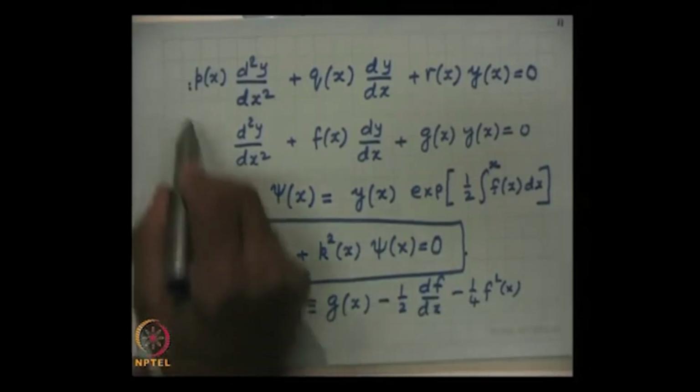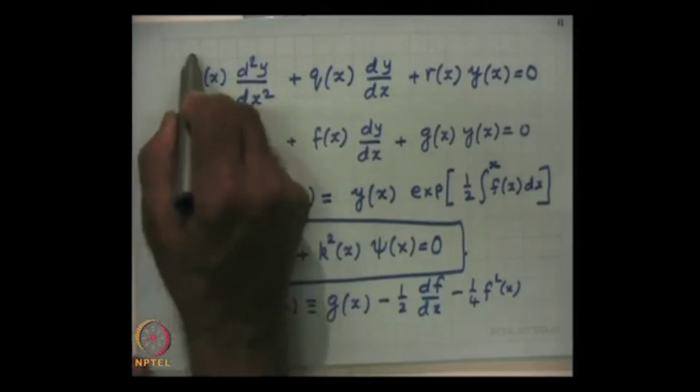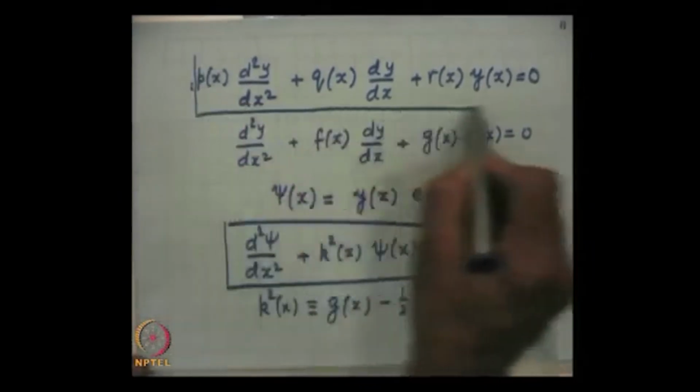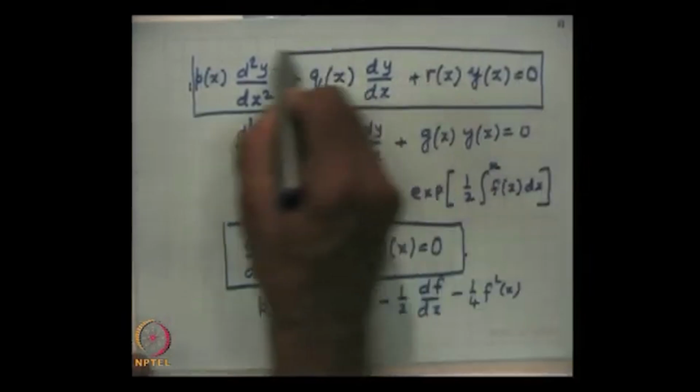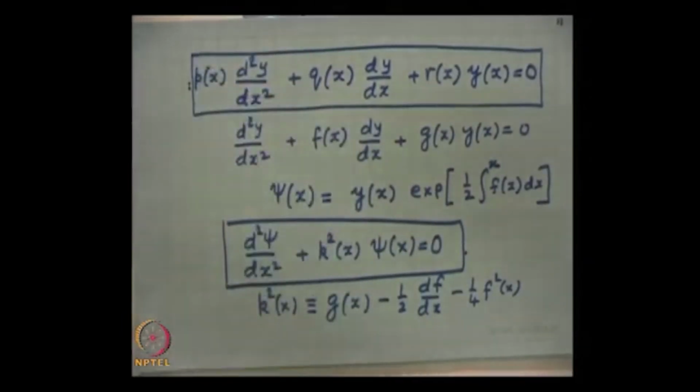So, in principle we have given a recipe for obtaining a JWKB solution of a second order differential equation of this type, and hence therefore the JWKB approximation forms a very powerful method for solving the second order differential equations.